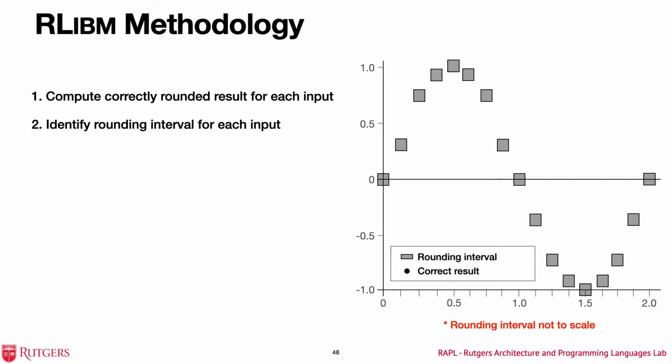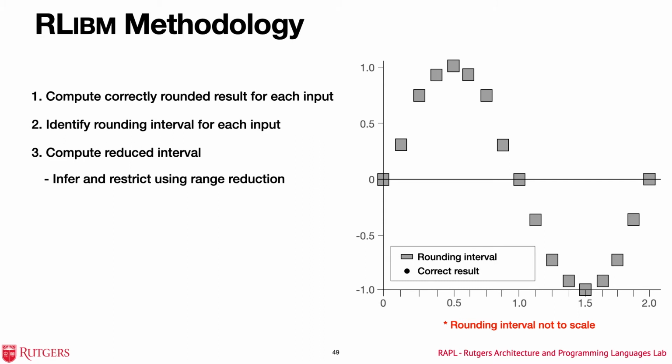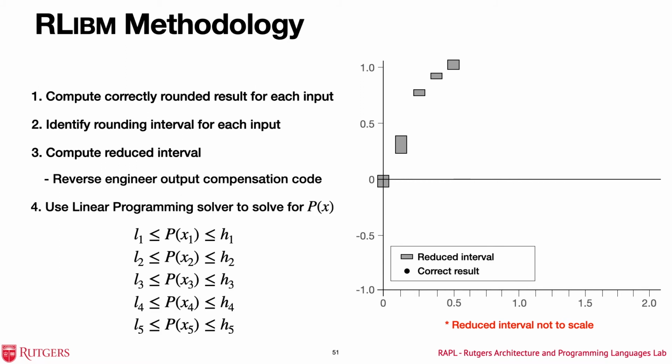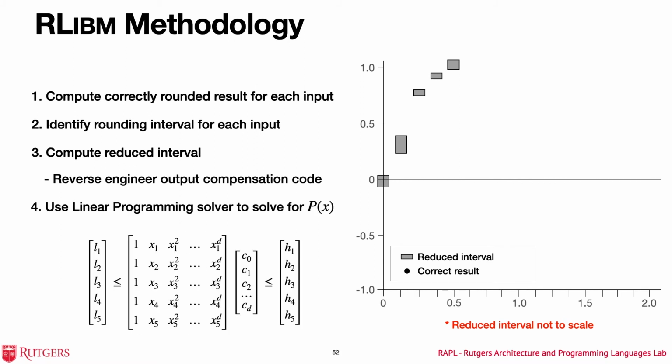Now our polynomial should produce a value in the rounding interval when it is used with the range reduction. So we infer the values that our polynomial should produce based on the rounding interval that we computed and the range reduction, and restrict this interval to account for the numerical errors that occur when we evaluate the range reduction. We call this interval the reduced interval. The reduced interval defines constraints on the values that our polynomial should produce. So we frame the problem of generating a polynomial as a linear programming problem and use a linear program solver to generate a polynomial approximation.